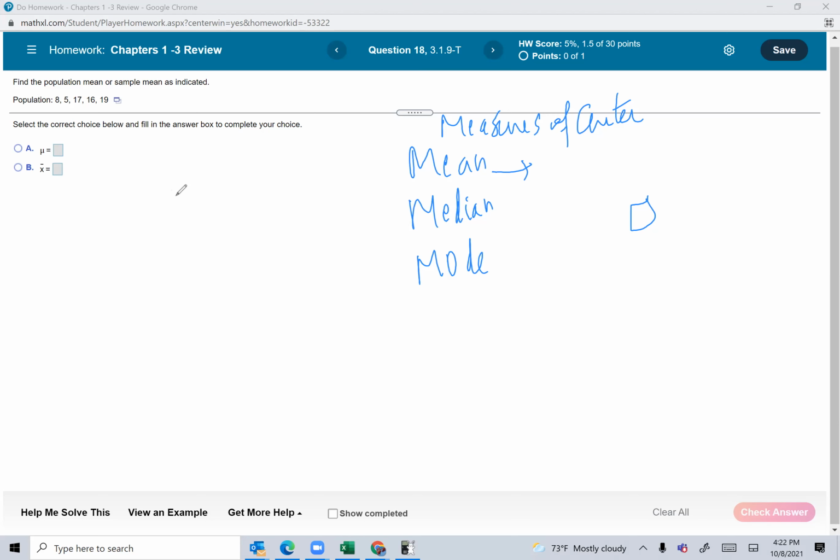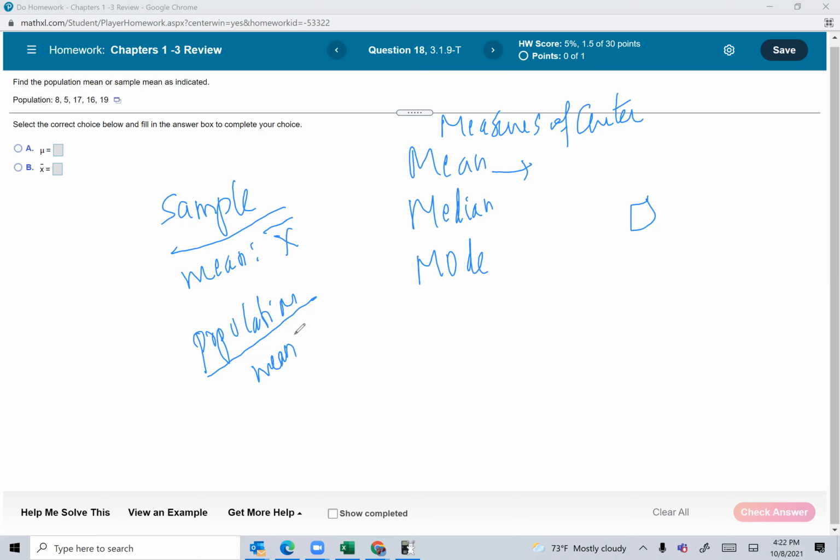Now, if your data comes from a sample, and most of the time it is from a sample, your mean has a label, which is x bar. But if your data comes from a population, the entire population, your mean has a different label, a Greek letter, they call it mu. This is how we write it down.